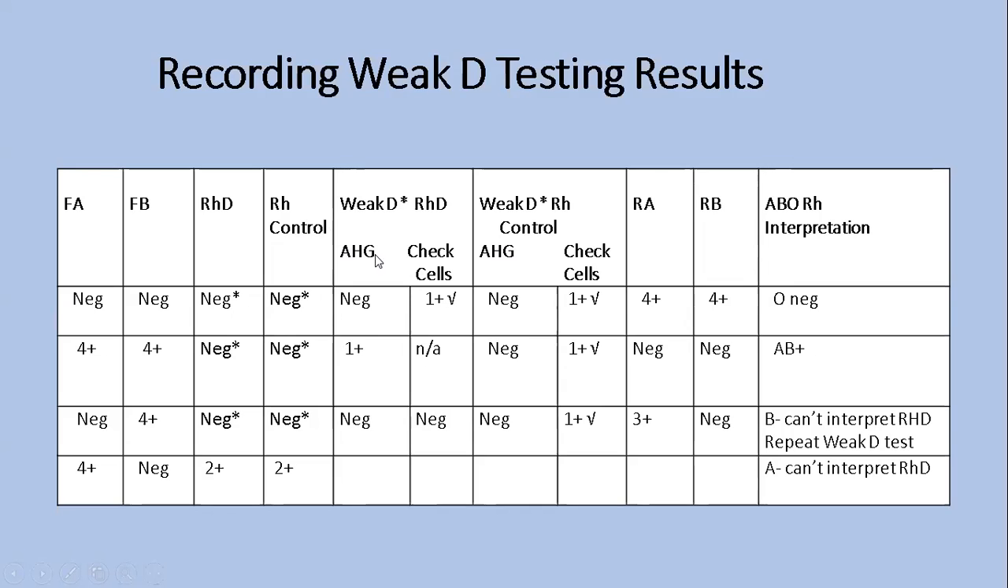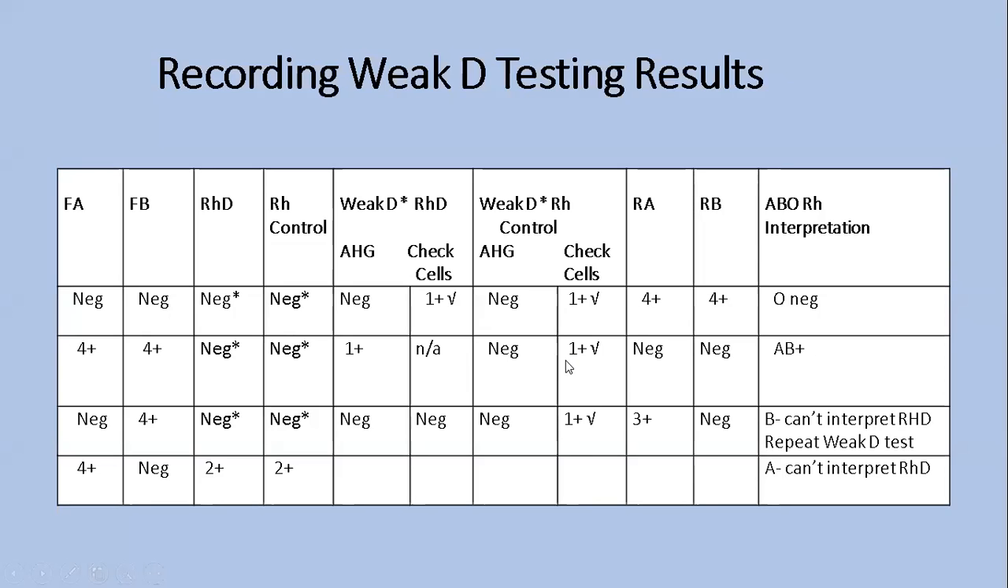And lo and behold, what do we see? In the RhD tube, we're seeing 1+ agglutination. This can be a very weak reaction, and that's okay. In the weak D Rh control tube, we're seeing a negative reaction. So with the indirect antiglobulin test, remember that when we get a positive reaction with AHG, there's no need to do check cells. So what we're going to do is only do the check cells on the negative Rh control tube, and we see that they agglutinated 1+.